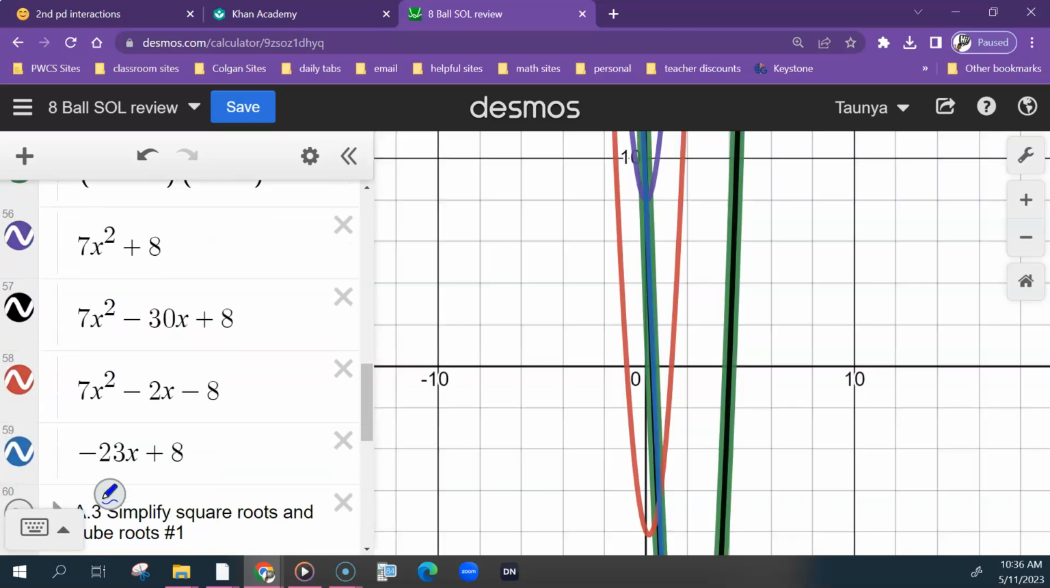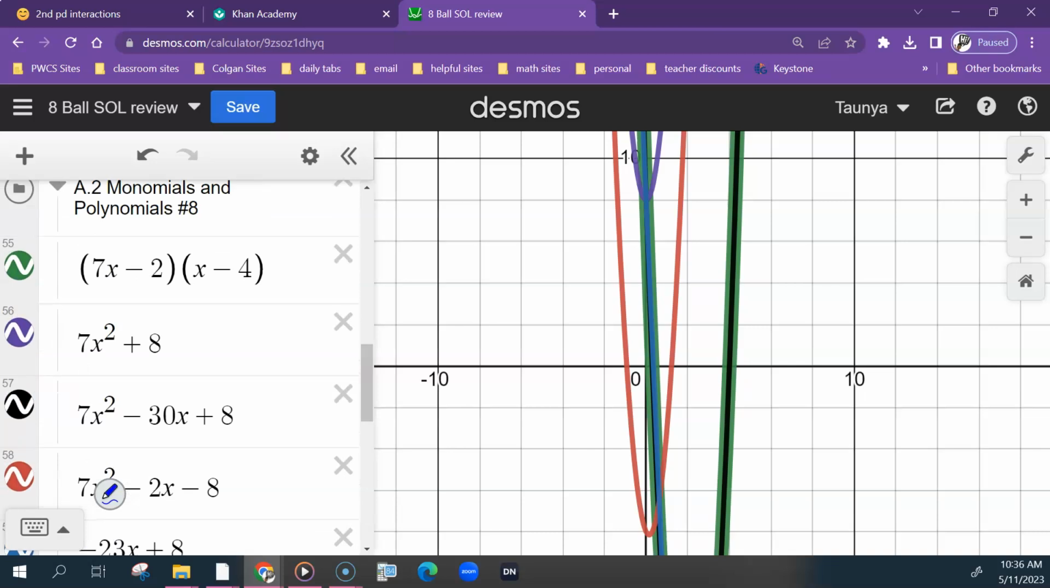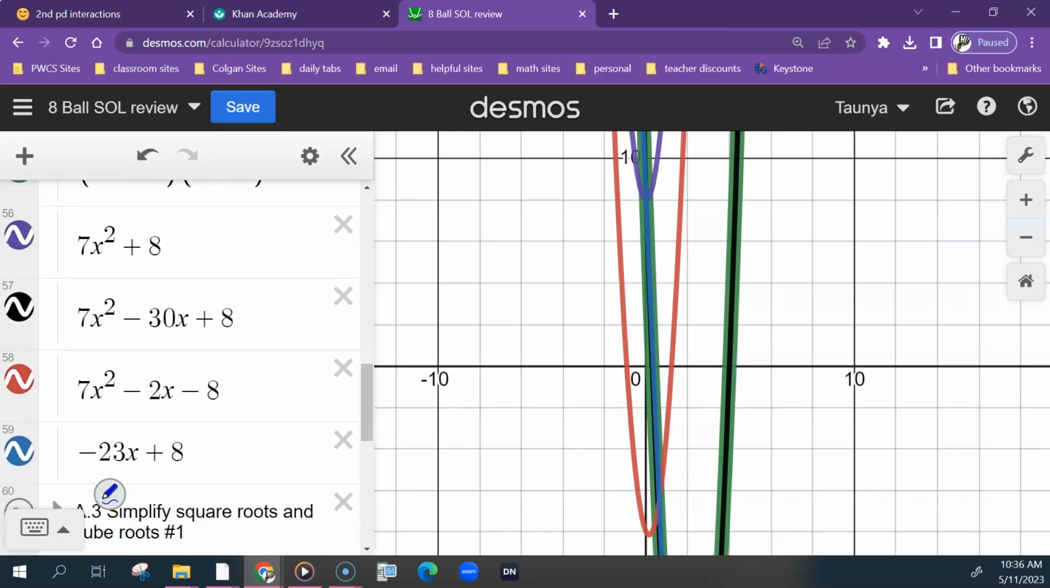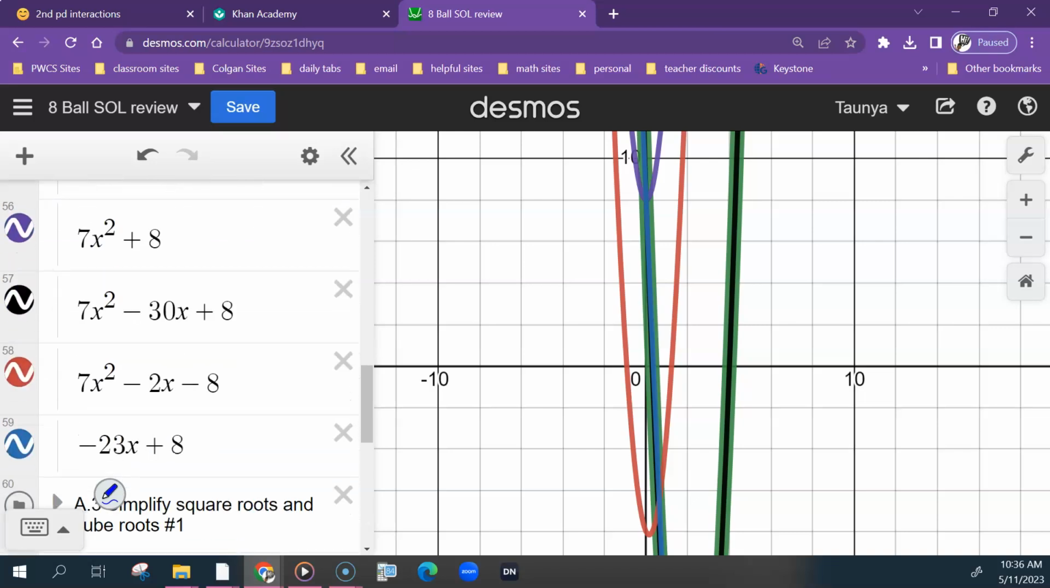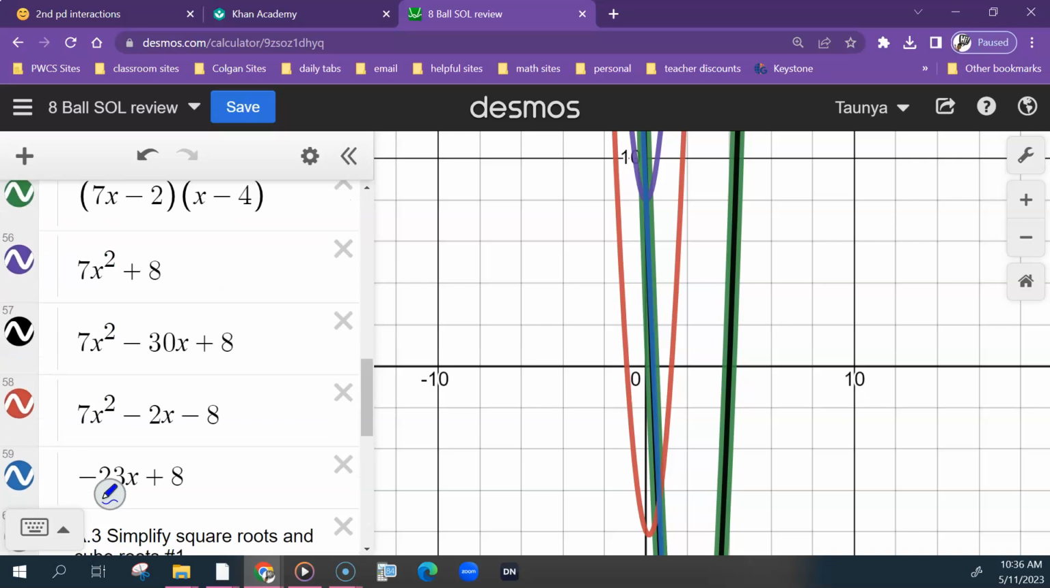So this is another one you could graph and see which one overlaps. It does say it is equivalent to, so you can put that in, put in your answer choices, and there was only one that overlapped. This one, 7x squared minus 30x, or B. When you are multiplying, if you were doing it by hand, make sure you multiply everything together. So the first terms, the last terms, the inner terms, the outer terms.